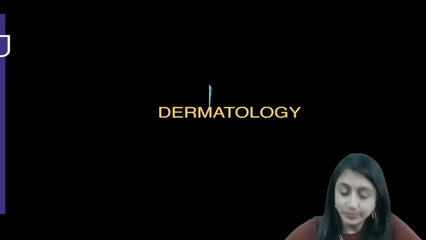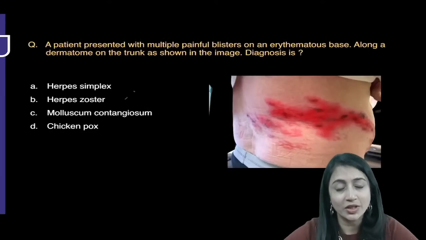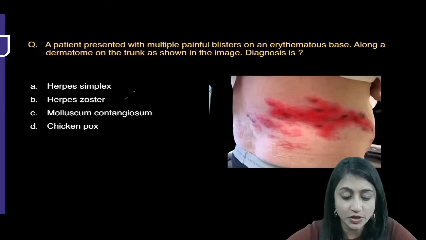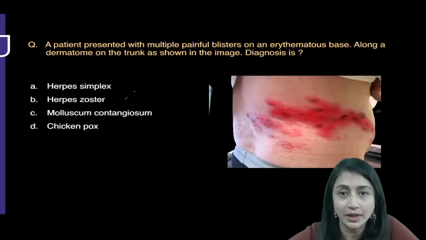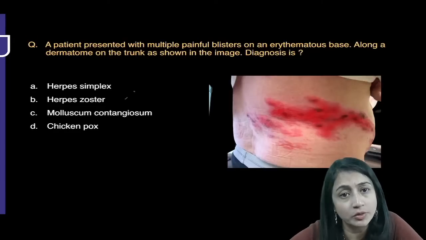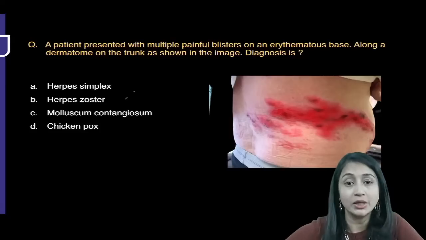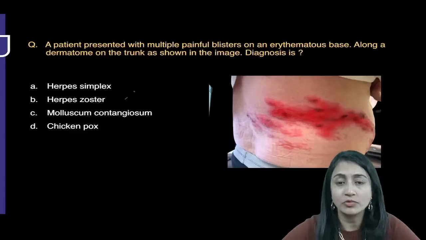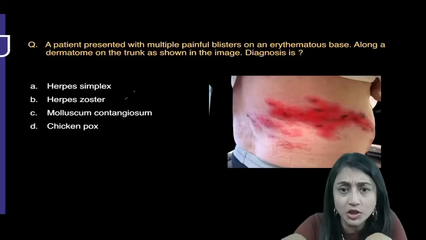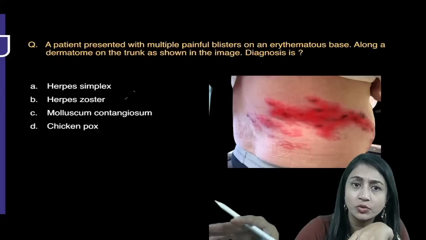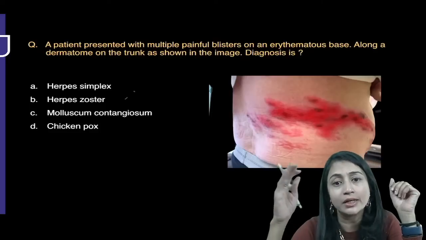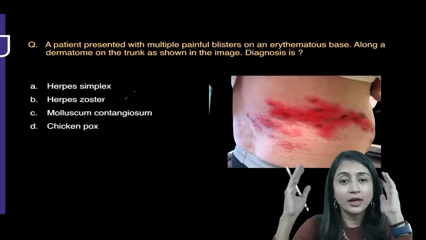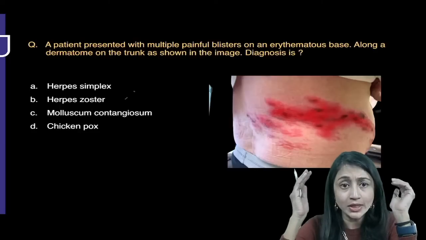So coming to one of the questions that I received. I'll not say it's the first question. A patient presented with multiple painful blisters on an erythematous base along a dermatome on a trunk as shown in the image. Now, in this question, if there was an image given to you of a dermatome and there was something in the history which told you about multiple painful blisters, you do not even have to think twice.